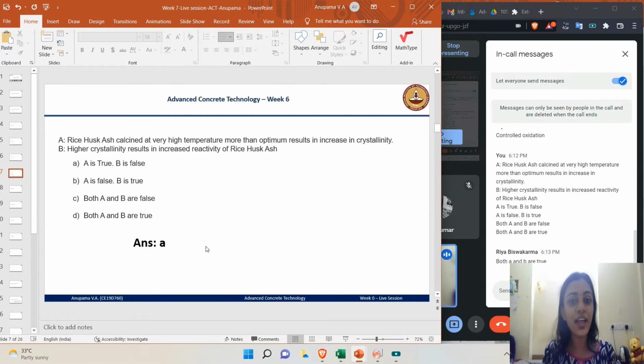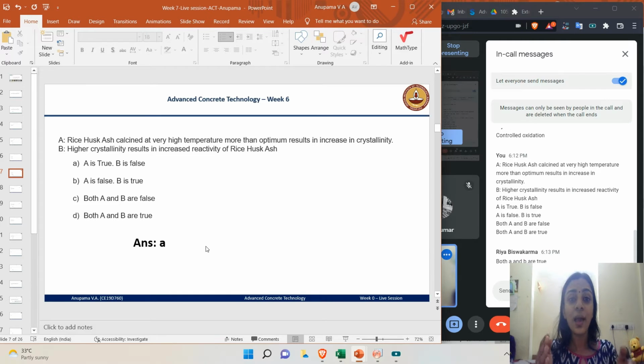So, the reactive silica is the amorphous silica, not the crystalline silica. This is exactly what happens when you uncontrollably heat or burn the rice husk. When you uncontrollably burn the rice husk ash, it becomes more and more crystalline, not amorphous. For it to be amorphous, there is a particular temperature and a particular duration at which it has to be burnt to retain the amorphous nature. As long as the silica is amorphous, it is reactive. So the B statement, higher crystallinity results in higher reactivity, is a wrong statement.